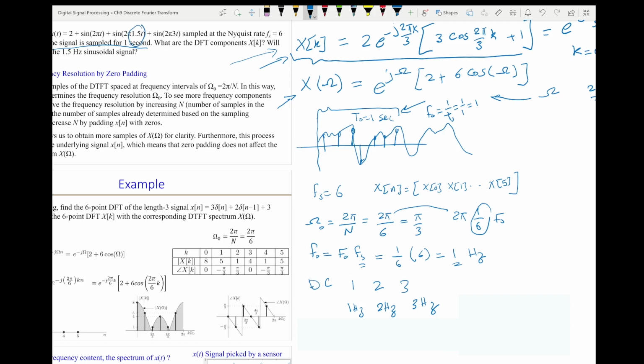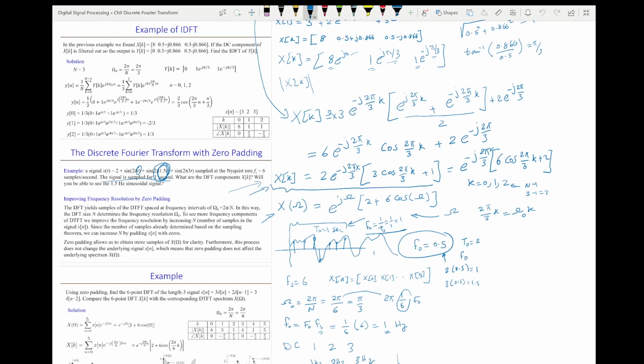So in order to see the 1.5, the frequency resolution f0 here should be 0.5 hertz. So the first harmonic will be 0.5. The second harmonic will be 2 times 0.5, which is 1. So I will be able to see this one, 1 hertz. Then the third harmonic will be 1.5. So I will be able to see this one. That means instead of sampling only 1 second, now I need to sample 2 seconds. So now I need T0 to be 2. So f0 then will be 1 over 2, which is 0.5.